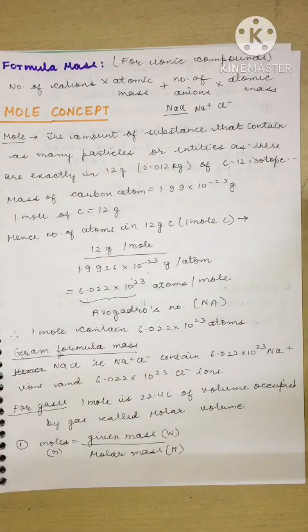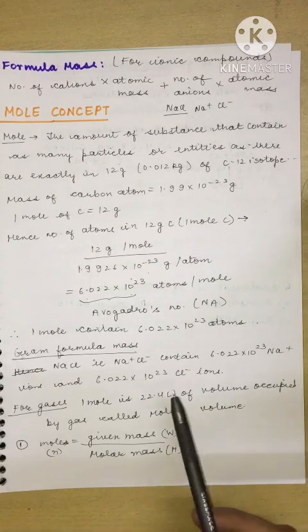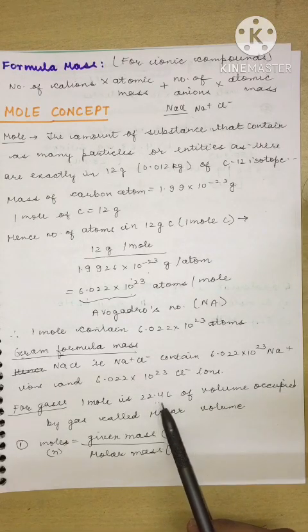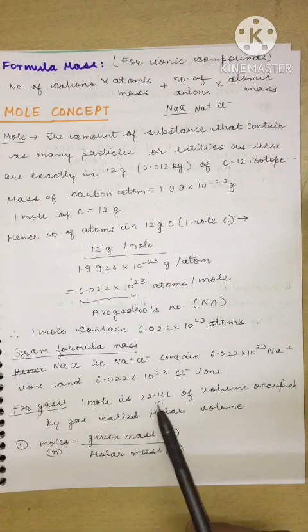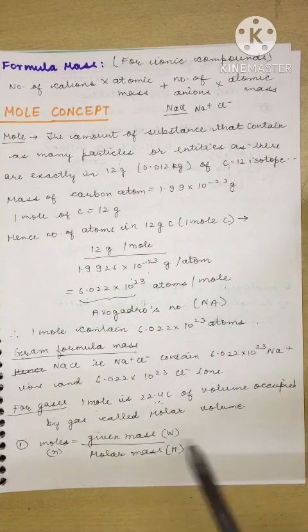Now we'll see the mole concept for gases, that what are the moles. So for gases we talk about the volume, right? So 1 mole of a gas means the 22.4 liter volume of that gas occupied. This 22.4 liter is constant. It is experimentally determined and hence you have to learn this numeric value. So 1 mole of a gas will always occupy 22.4 liter volume. This volume is known as molar volume.